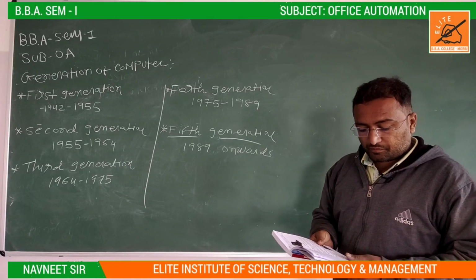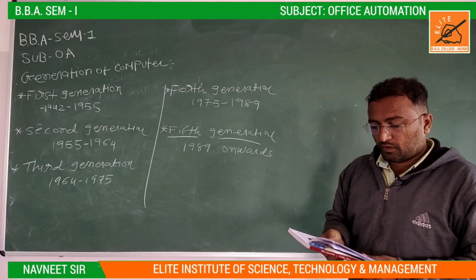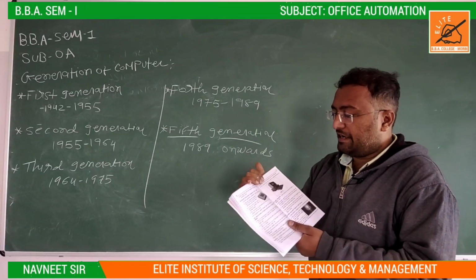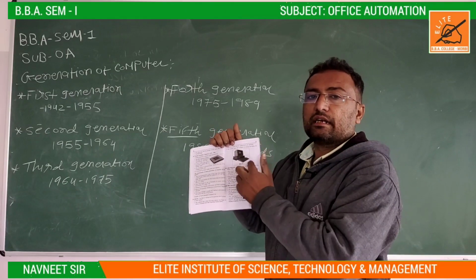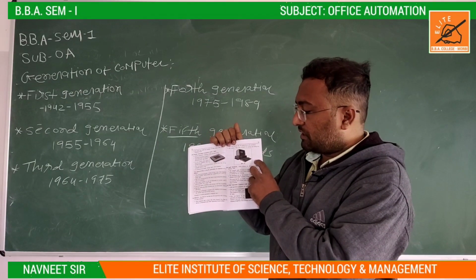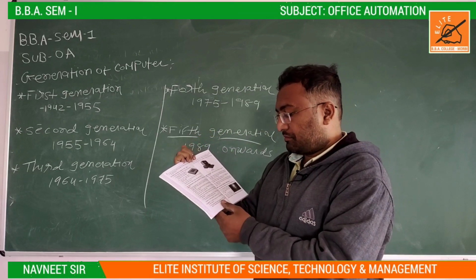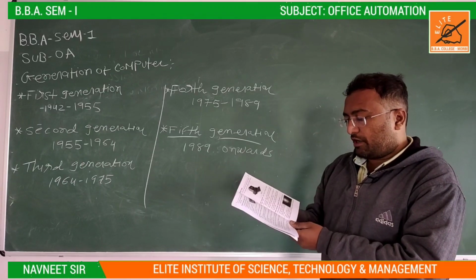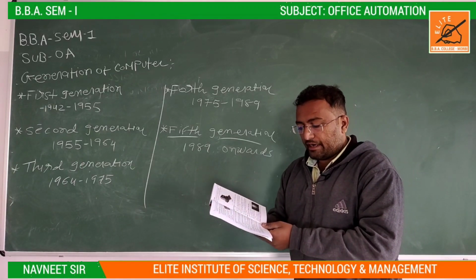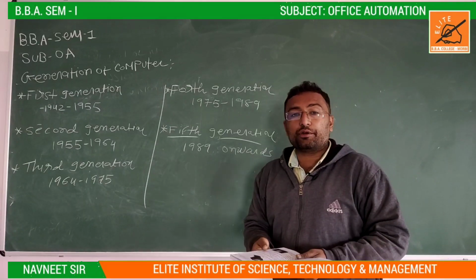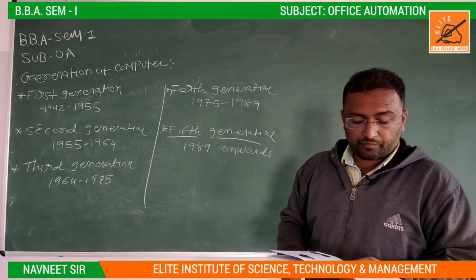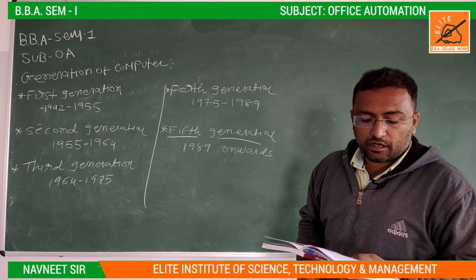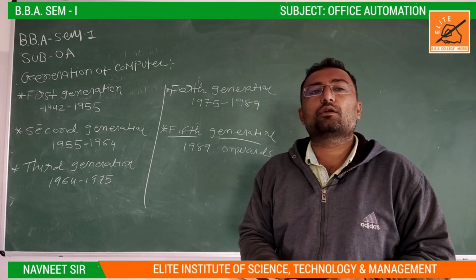IBM PC, Apple Macintosh, all these were fourth generation computers. We can see here what the fourth generation computer looks like. That is the IBM PC. The IBM PC computer has a black and white monitor, 2 floppy disk drives, keyboard and disk operating system, that is DOS.